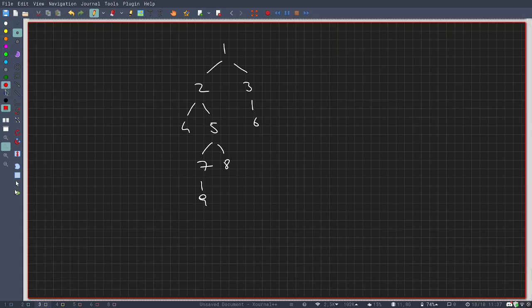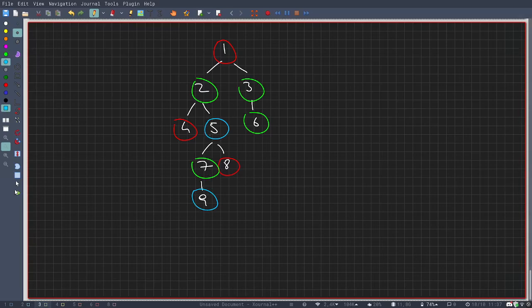Okay, let's say we color these nodes red, these nodes green, and these nodes blue. And now, okay, we want to find the distance between 1 and 4 plus these plus these plus these ones plus this, right?